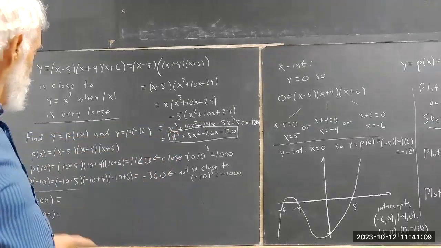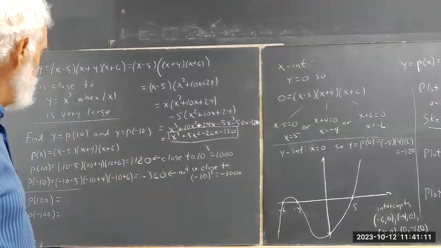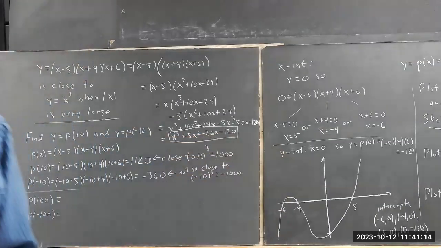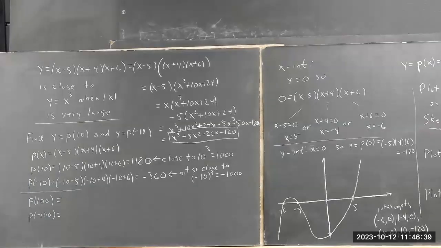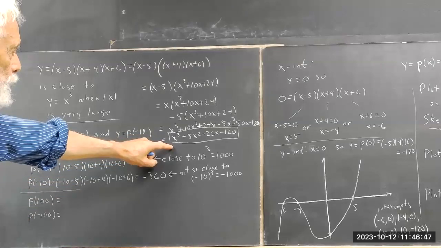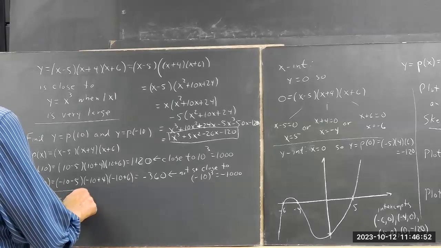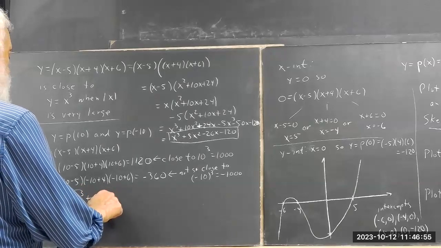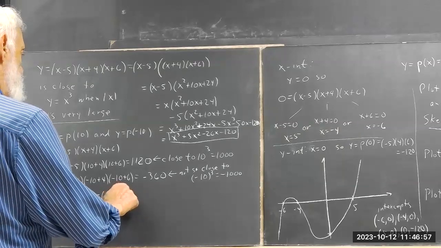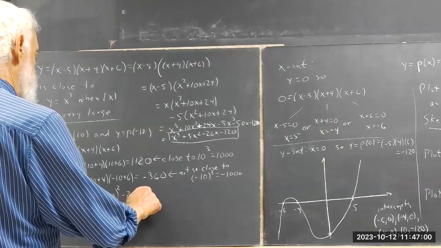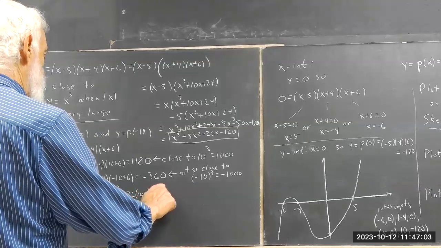Okay, so let's write it out. P of 100 using this form, what do we get? Go ahead and write out the evaluation of P of 100. Oh, right away. Okay. Now, using this form, P of 100 is 100 cubed plus 5 times 100 squared minus 26 times 100 minus 120.